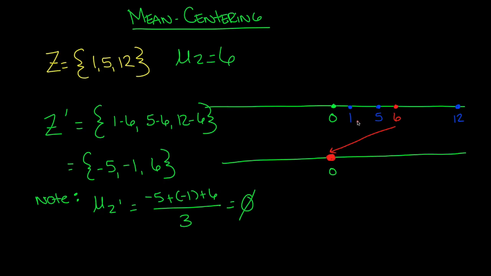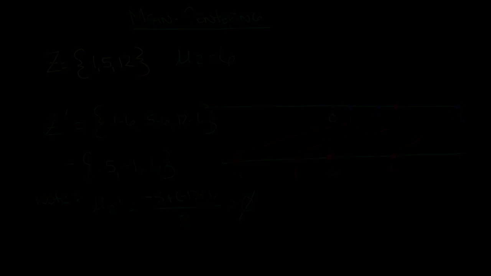So 1 has to go all the way to minus 5. 5 has to go to minus 1. Everyone's getting shifted the same amount. 12's got to get shifted over here to 6. And that's mean centering. The punchline is whenever you mean center data, you produce a new data set which has the same relationships, but the mean is 0. There's lots of reasons why you want to do that, which we'll get into later.